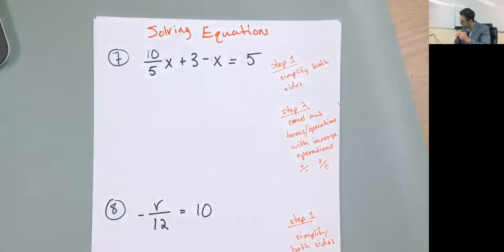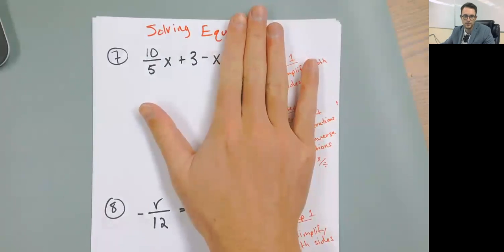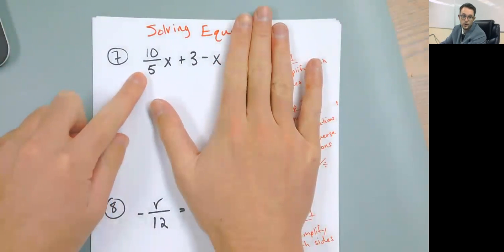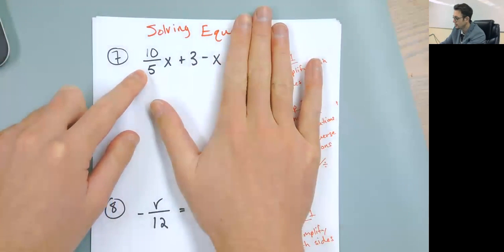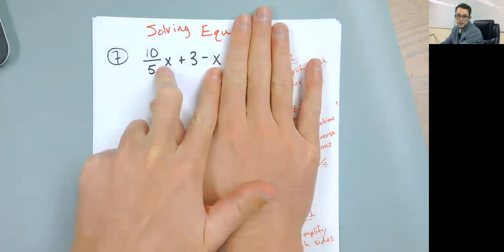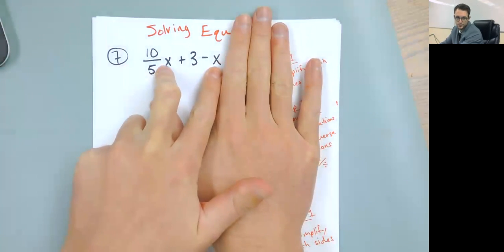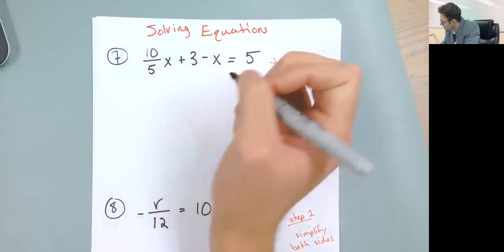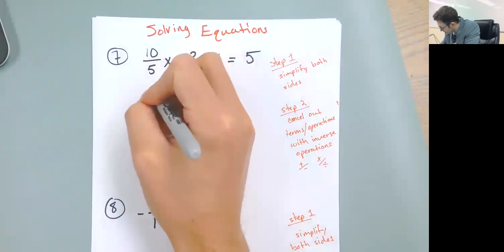So, solving equations. Step one, like I was talking about in video one, is to simplify both sides. So I look at the left side. Can I simplify that anymore? I see two things that I can simplify. First thing, I know what 10 divided by 5 is. Second thing, I have two terms that are like terms. So I'm going to simplify that stuff. First, I'm going to simplify that, so that'll be 2x.